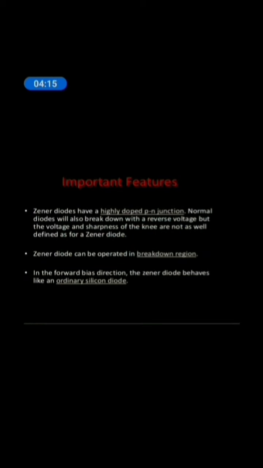Important features: Zener diode have a highly doped PN junction. Normal diode will also break down with a reverse voltage, but the voltage and sharpness of the knee are not as well defined as for a Zener diode. Zener diode can be operated in breakdown region. In the forward bias direction, the Zener diode behaves like an ordinary silicon diode. If we connect the Zener diode in forward bias, then it will operate like an ordinary silicon diode.